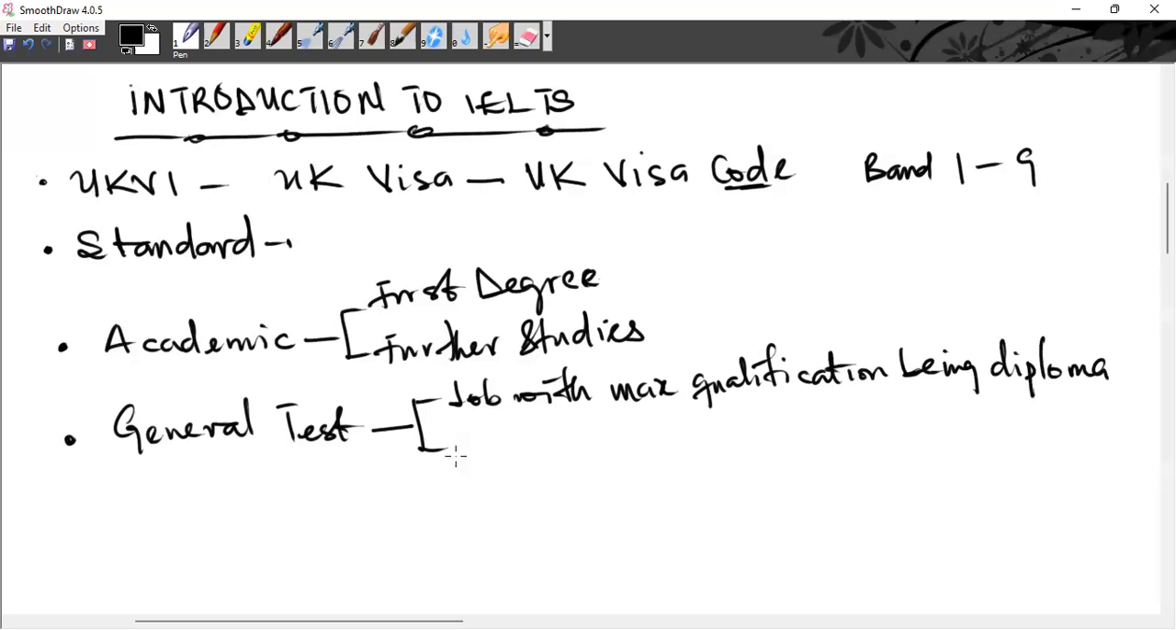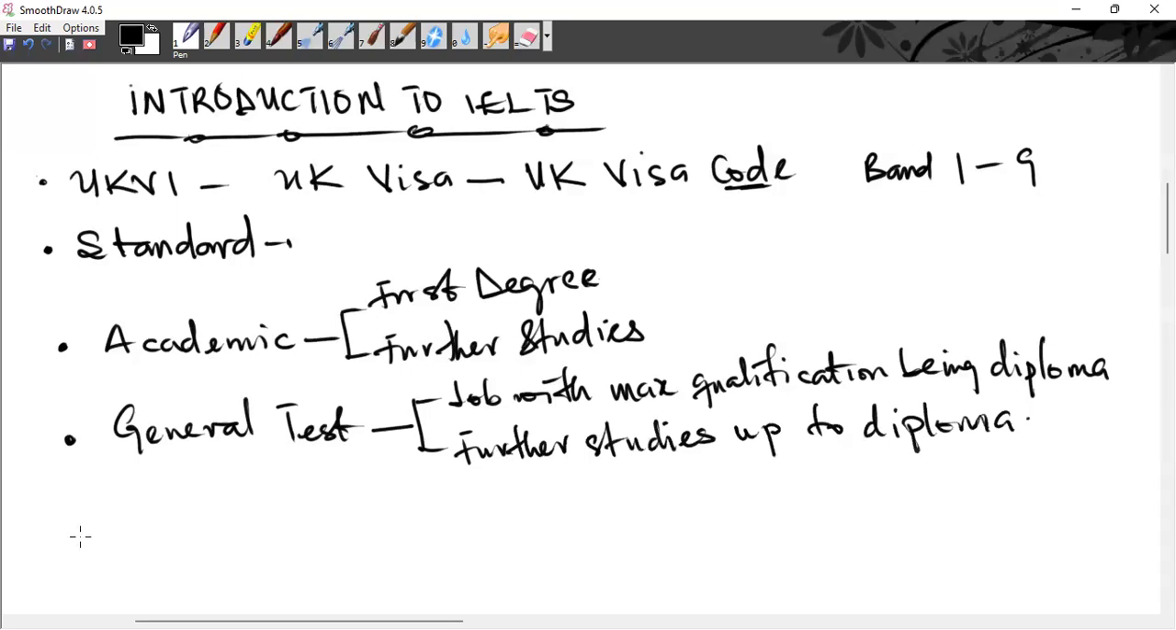So for further studies up to diploma, if you are going to do a certificate course or whatever, you can use it. But some countries, the moment it becomes academic, will restrict you to take the academic test.